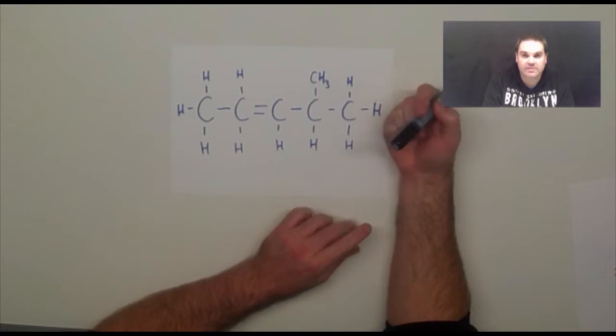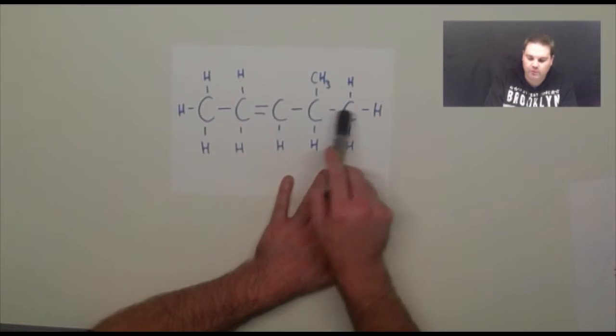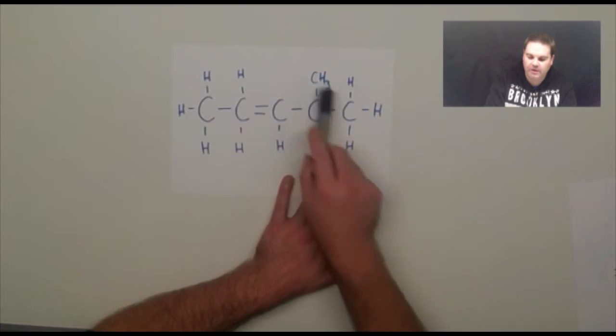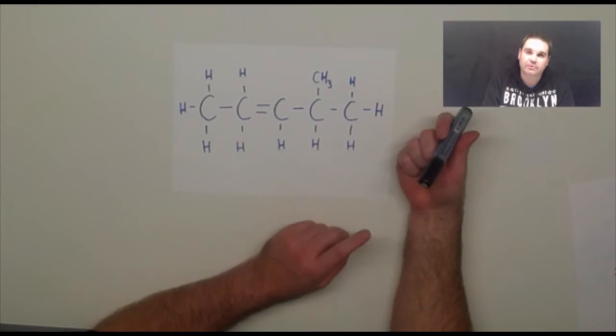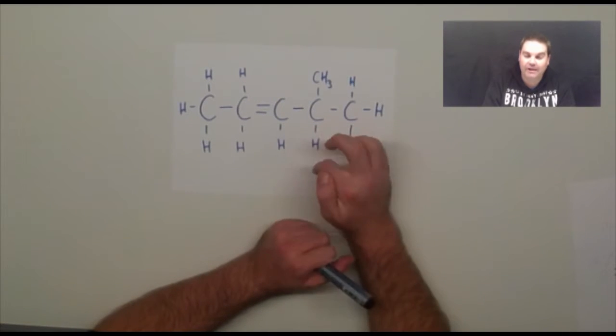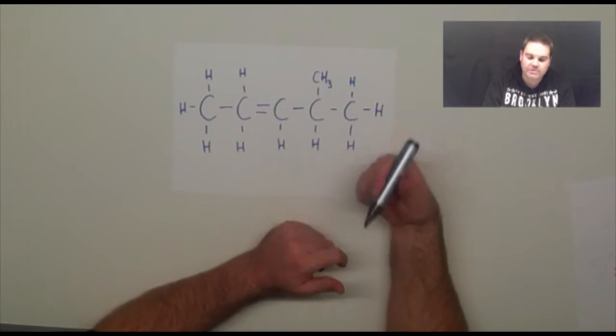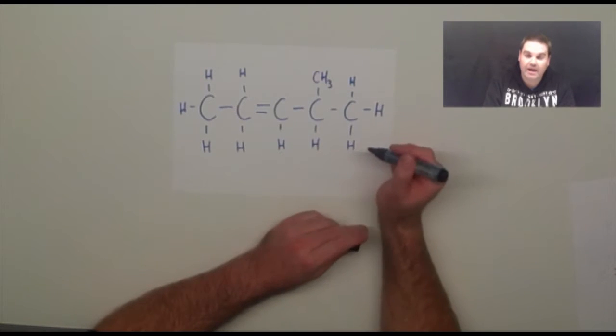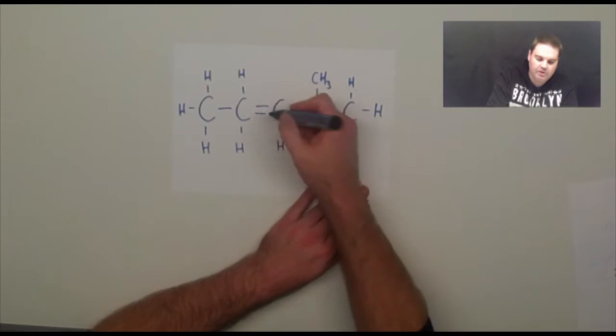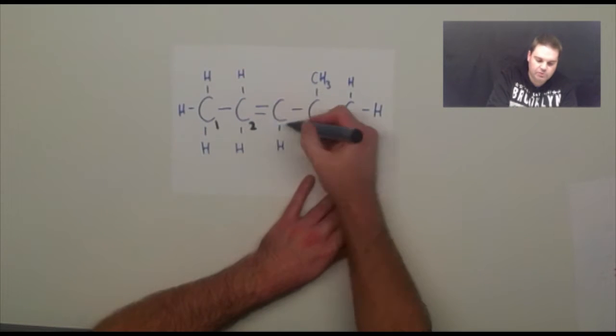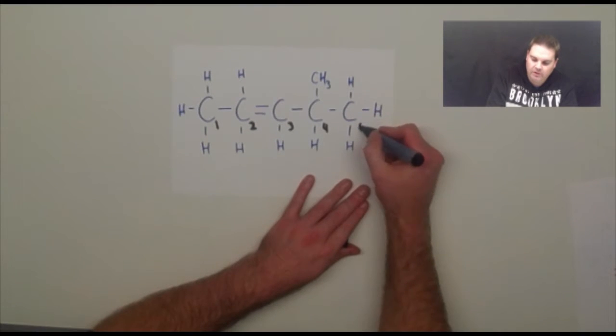We also look at our longest carbon chain. 1, 2, 3, 4, 5, 1, 2, 3, 4, 5, or 1, 2, 3. So it's similar to the first one we did, except this time we've got an alkene, a double bond in there. So we start from the end closest to our alkene, our double bond, which is this end. So it's 1, 2, 3, 4, 5.